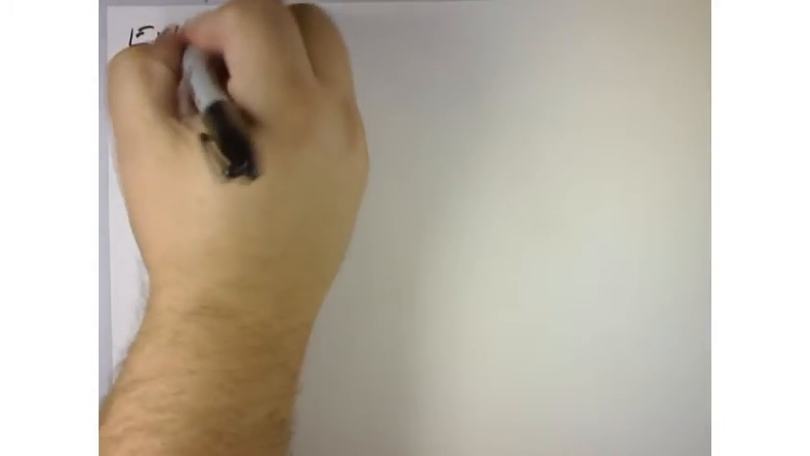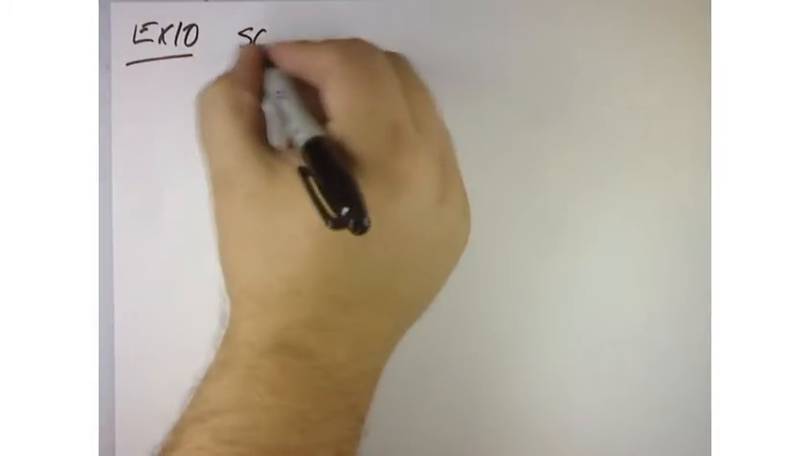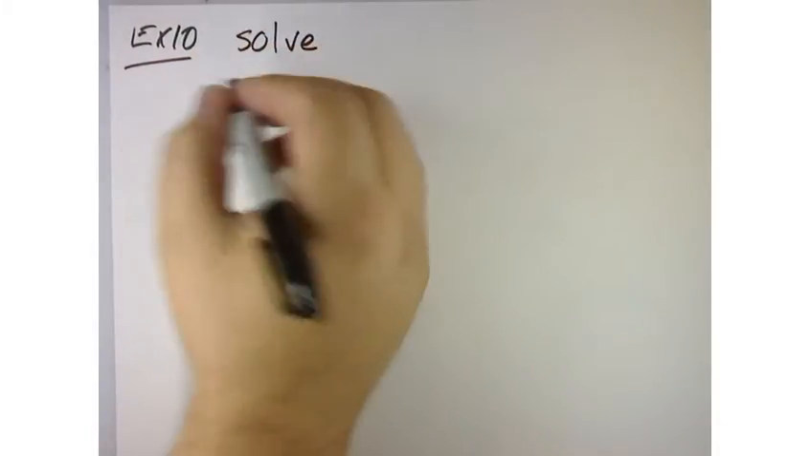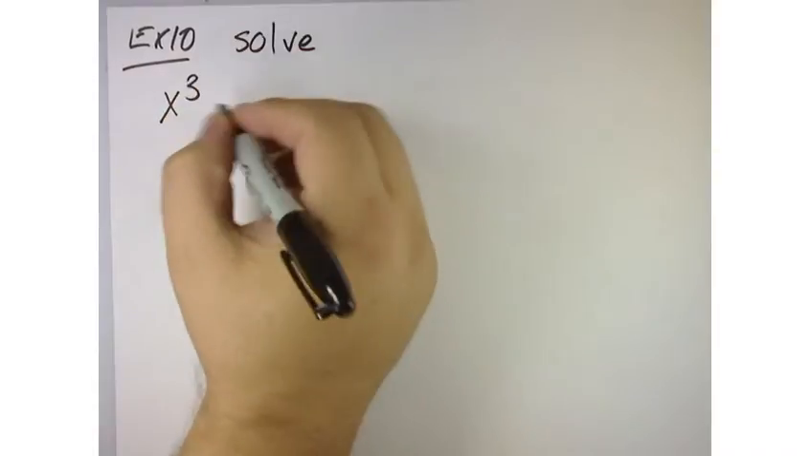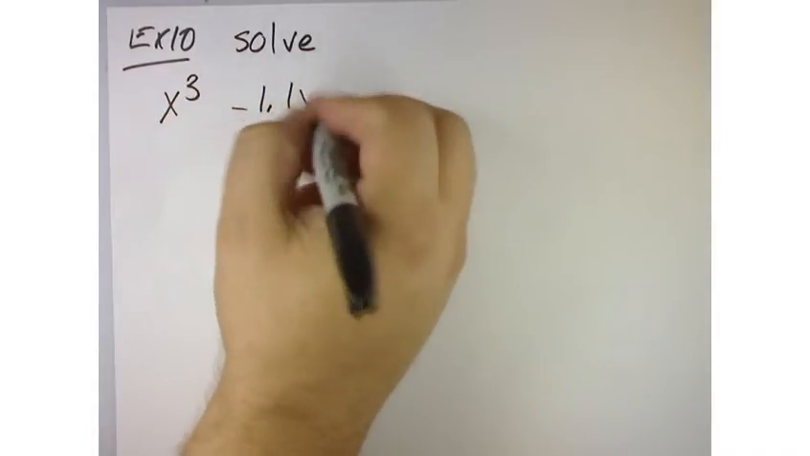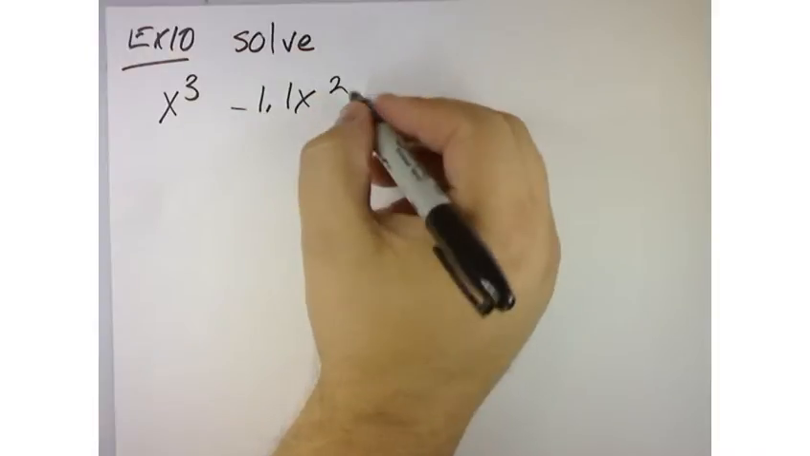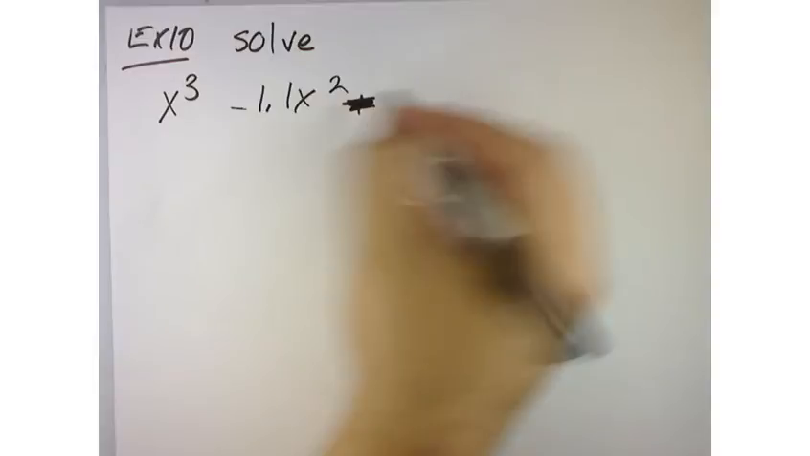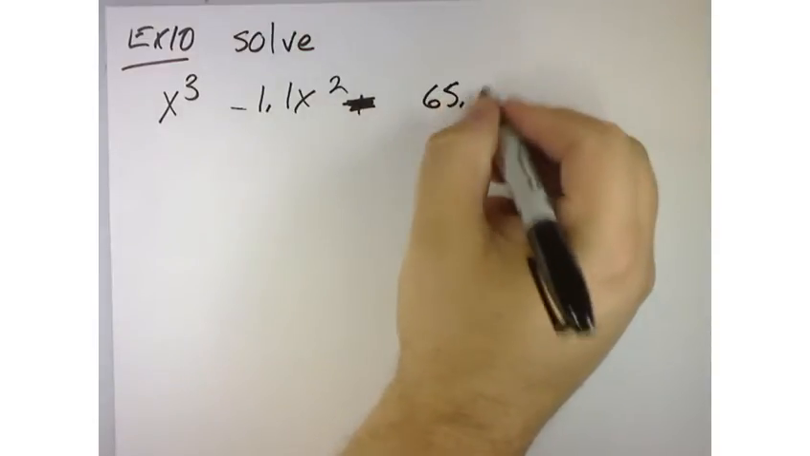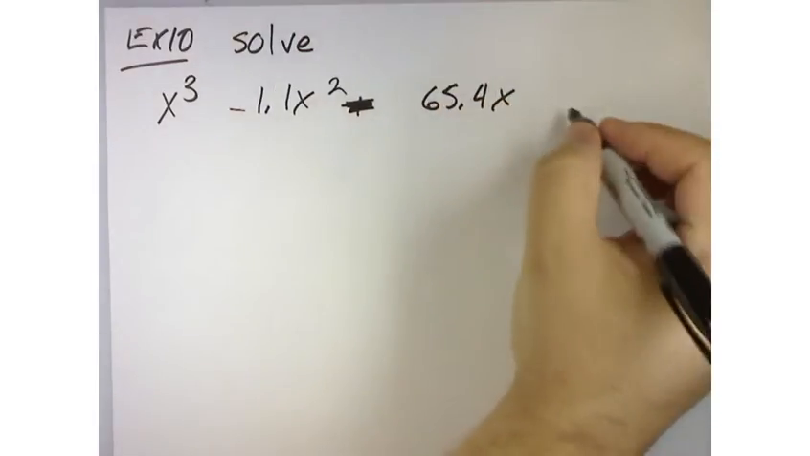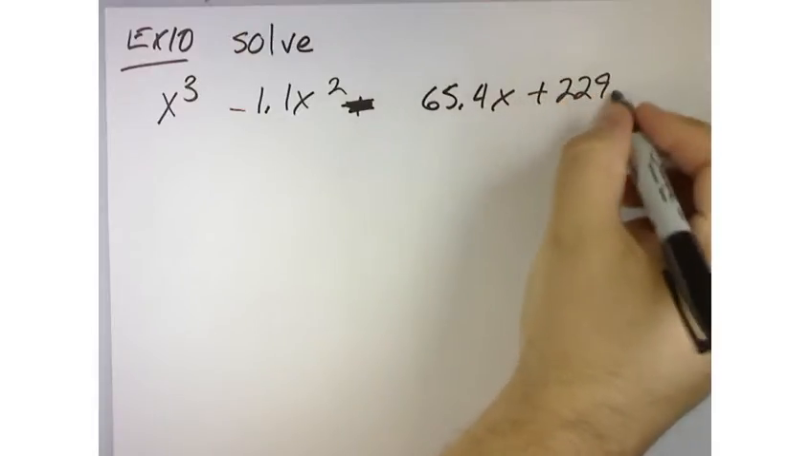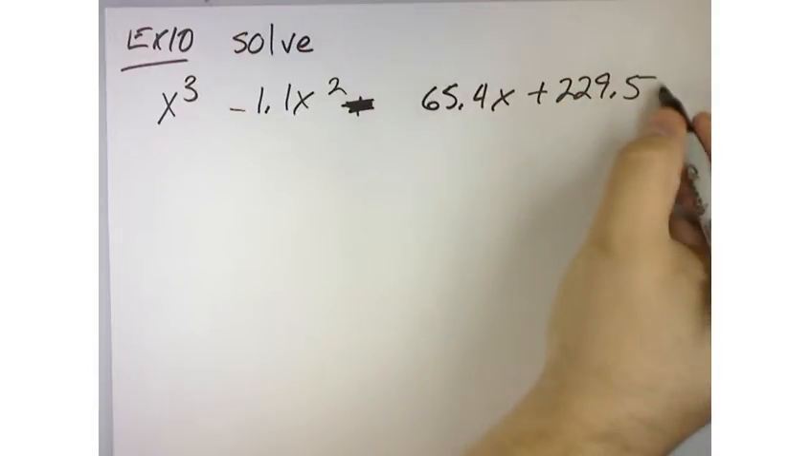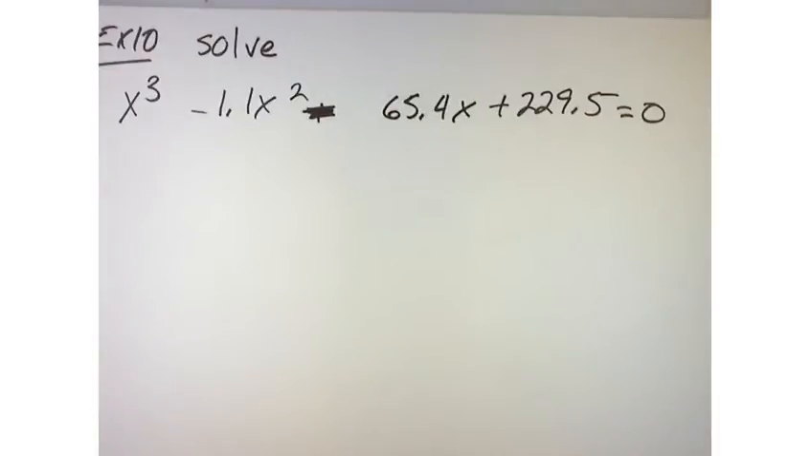What we're going to do, it wants us to solve the following expression: x cubed minus 1.1 x squared, oh no, not plus, minus 65.4 x plus 229.5 equals 0. Now normally the way that you would solve this thing, sometimes we try to factor things.